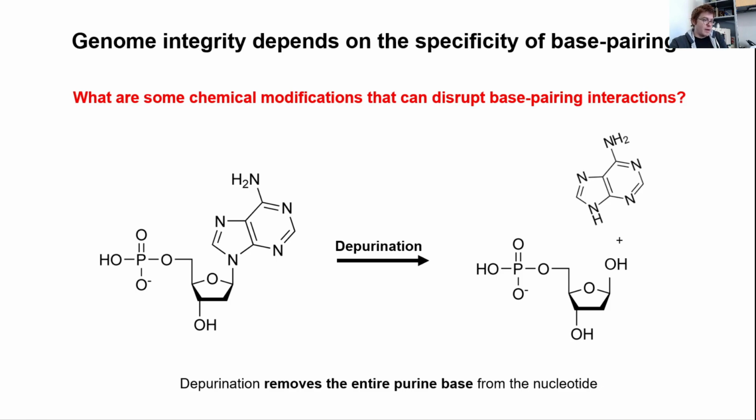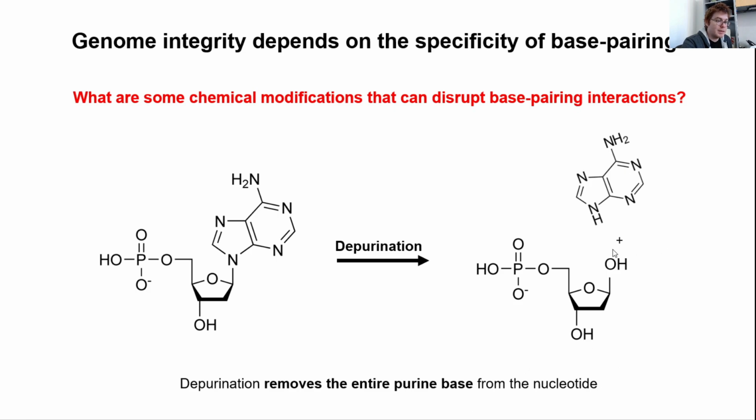Okay, the next type of chemical modification that can be disruptive occurs from a process called depurination. Remember that there is a glycosidic linkage between our sugar in the DNA, our deoxyribose here, and the nucleobase. So we have this N-glycosidic bond here. And if this glycosidic bond were to be broken, we would say that the base has undergone a process called depurination, which leads to release of the purine base from the nucleotide.